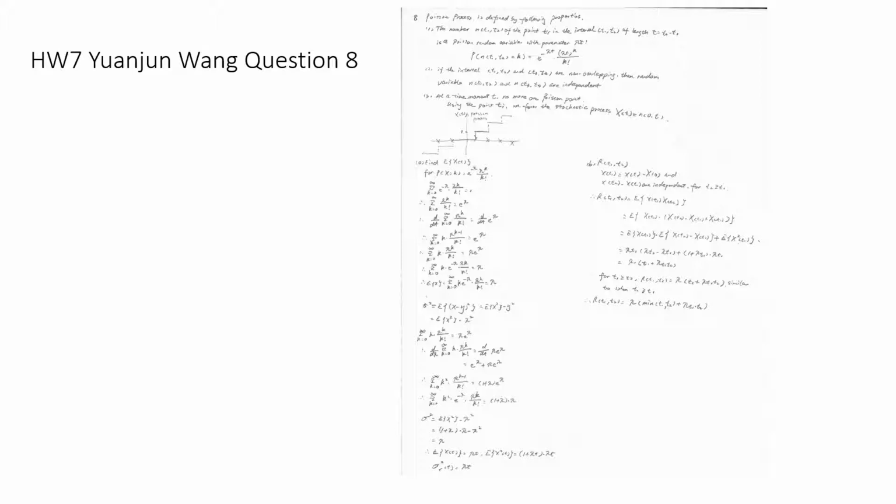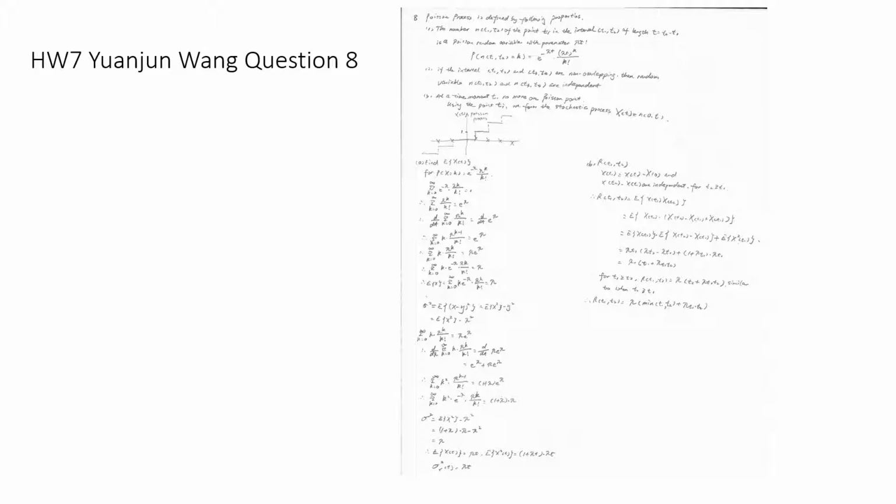The second property says that if the intervals (t1, t2) and (t3, t4) are not overlapping, then the random variables N(t1, t2) and N(t3, t4) are independent. The third property says that at any given time moment t, there is no more than one Poisson point. So we form the stochastic process X(t) equal to N(0, t). Part A: try to find the expected value of X(t).